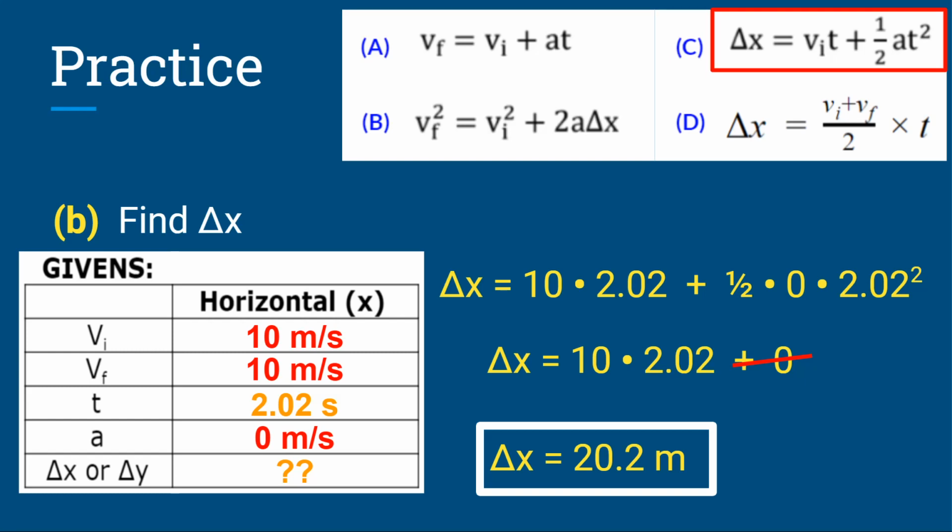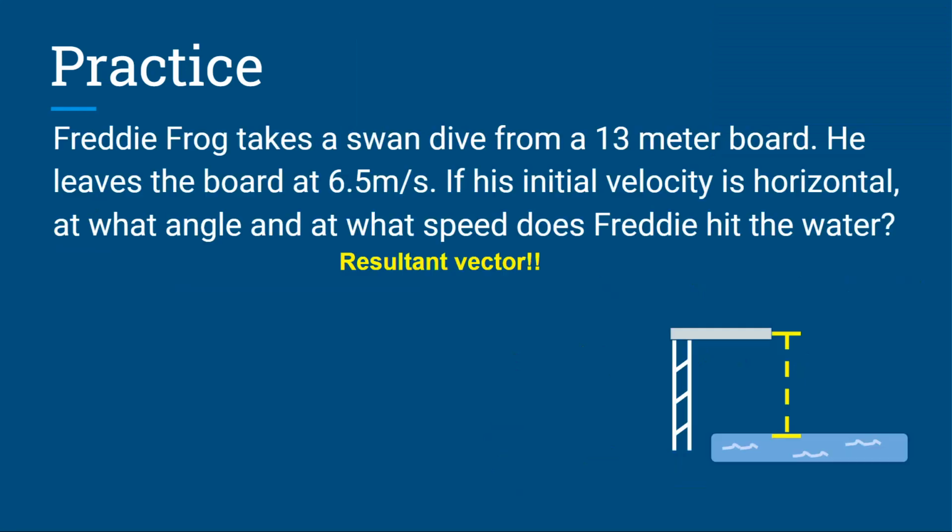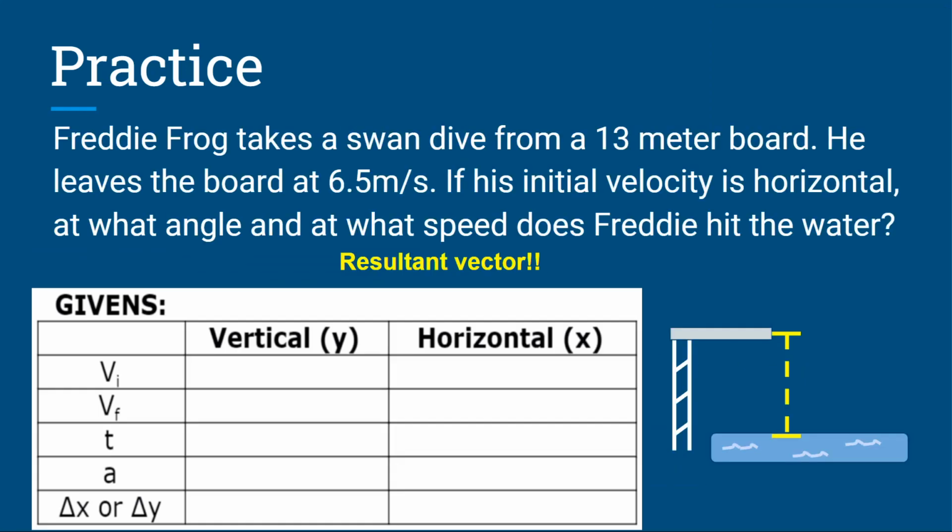Okay. Let's take a look at one more practice problem together before you go and do these on your own. This one's about Freddy the Frog. It says Freddy the Frog takes a swan dive from a 13-meter board. He leaves the board at 6.5 meters per second. If his initial velocity is horizontal, at what angle and at what speed does Freddy hit the water?